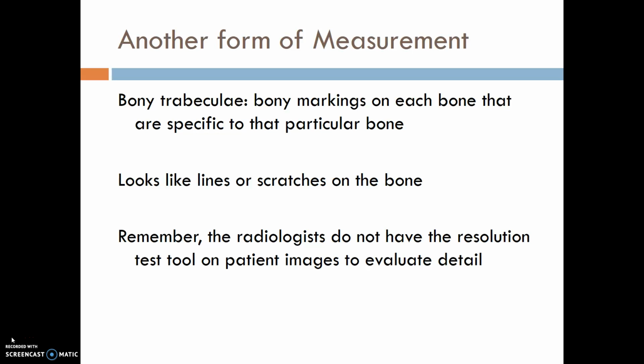Another form of measurement used is bony trabeculae. These are bony markings that are on each bone and are specific to that particular bone. It looks like lines or scratches on the bone. Remember, the radiologists do not have the resolution test tool on patient images in order to evaluate detail.